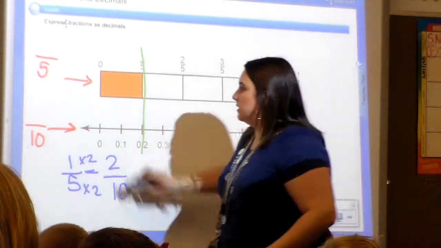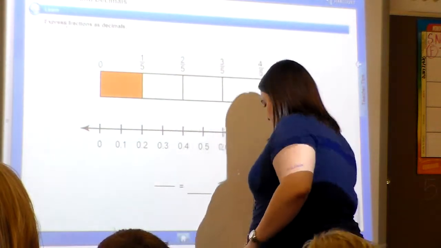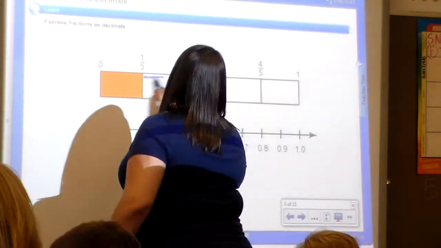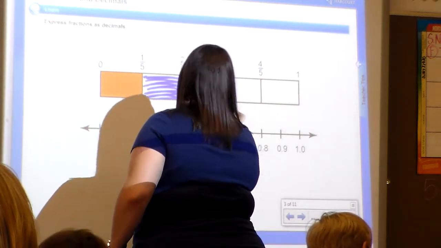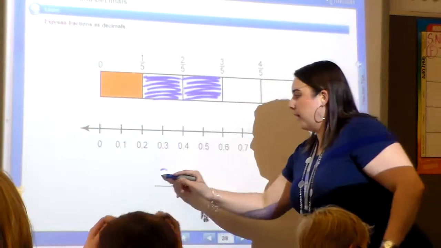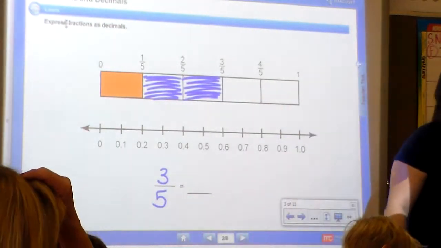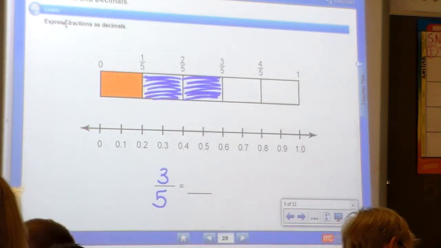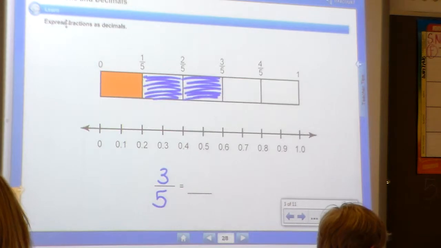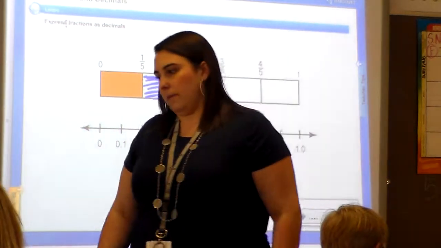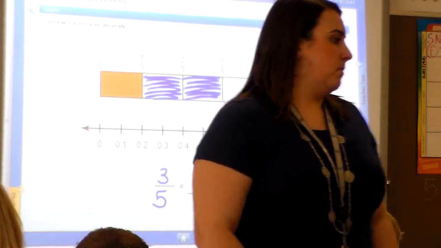Okay? All right, so let's do another one. I'm going to let you do this on your own. Let's see if you can figure out the equivalent decimal for 3/5. See if you can figure out the equivalent decimal for 3/5 with the calculation model.